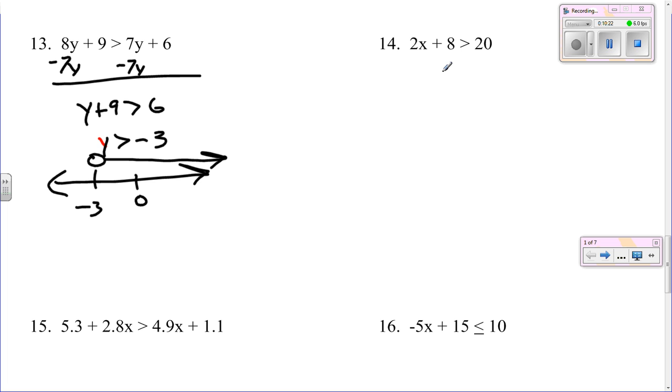Number 14, there's only one x in this problem. Subtract the 8. 2x is greater than 12. X is greater than 6 by dividing both sides by 2.